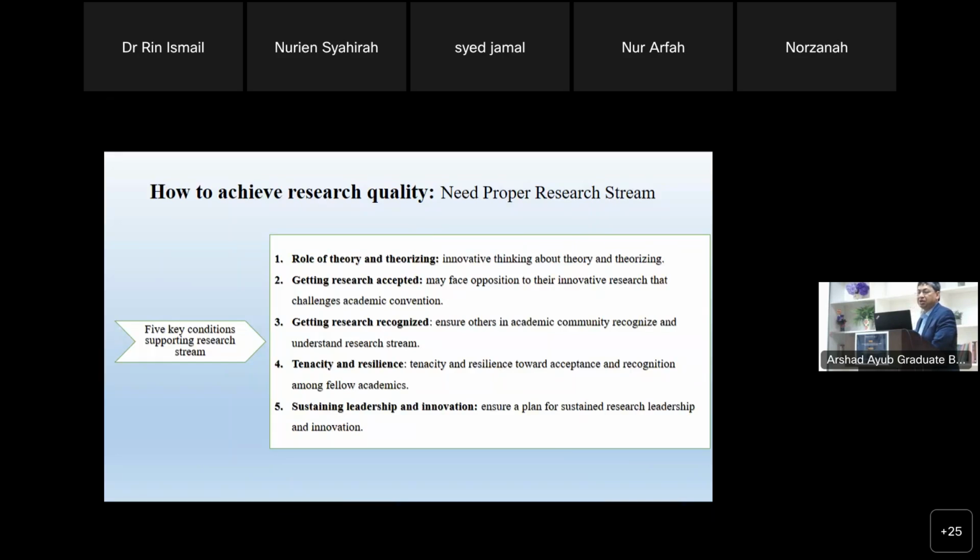Number 4, tenacity and resilience. Tenacity and resilience toward acceptance and recognition among fellow academics. You have to be perseverant. You cannot give up. With a 10% acceptance rate in many good journals, that means at any point in time, you have to have 10 papers ready in the pipeline, and if you're lucky, you get 1 paper accepted.